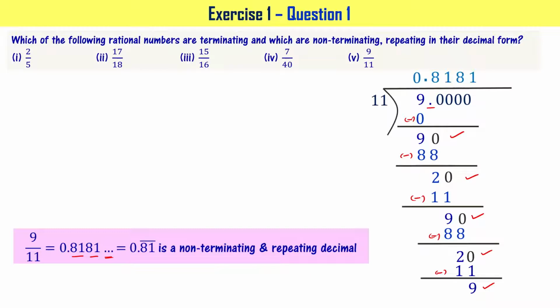It is a non-terminating and repeating decimal. It is non-terminating because you see, I can write as many times 81 as possible, right? 0.81, 81, 81, 81, 81, and so on. I can write it that way. That's why we say that it is a non-terminating and repeating decimal. Got it?